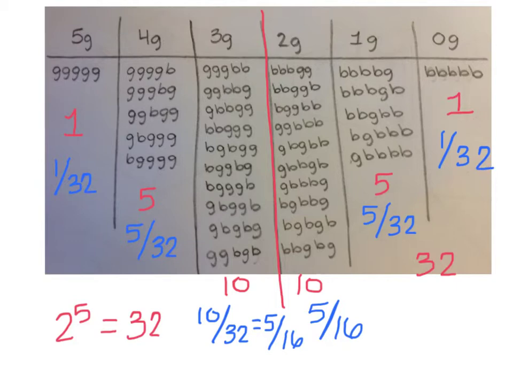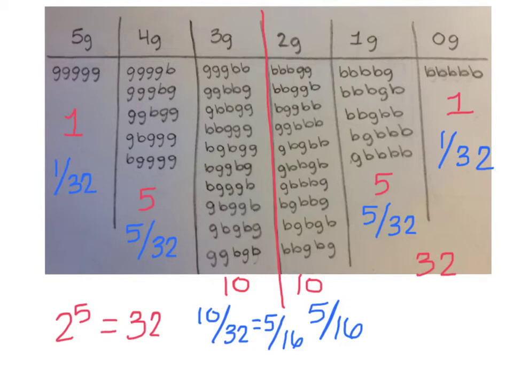Now you might be asked something a little bit more challenging. For example, what is the probability that only 2 of the children are boys, and that the boys are born in a row?